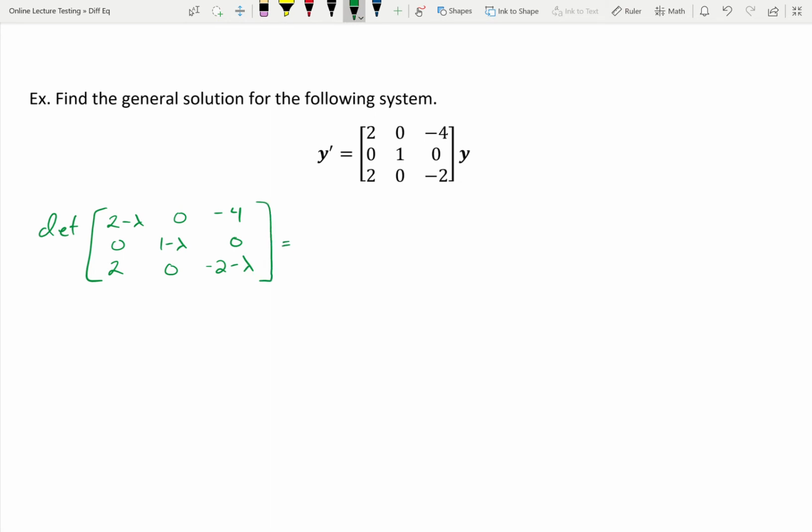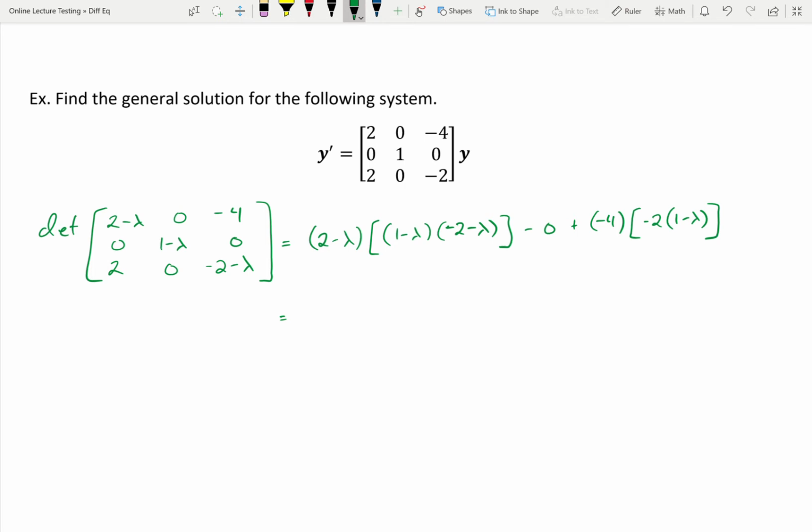So when we do this, I'm going to get 2 minus lambda times 1 minus lambda times negative 2 minus lambda, minus 0, plus negative 4 times its determinant, which was negative 2, 1 minus lambda. All right. So again, the 0 here multiplied by its minor is going to go to 0, so I did not include that in our calculation. One, to save time, and two, I think you guys are at a high enough level that you don't have to worry about that piece.